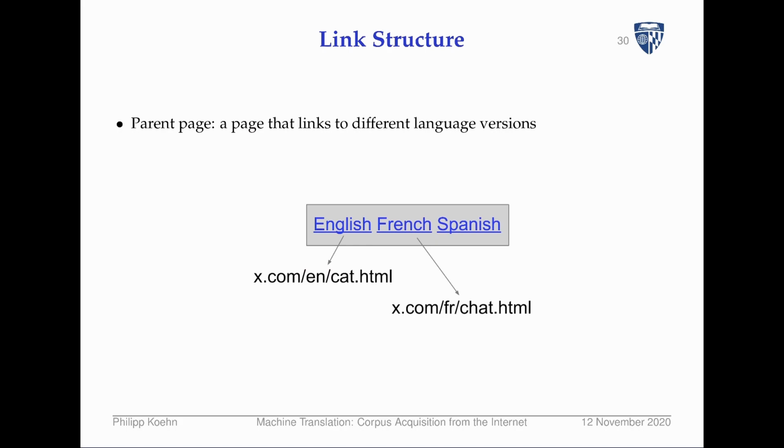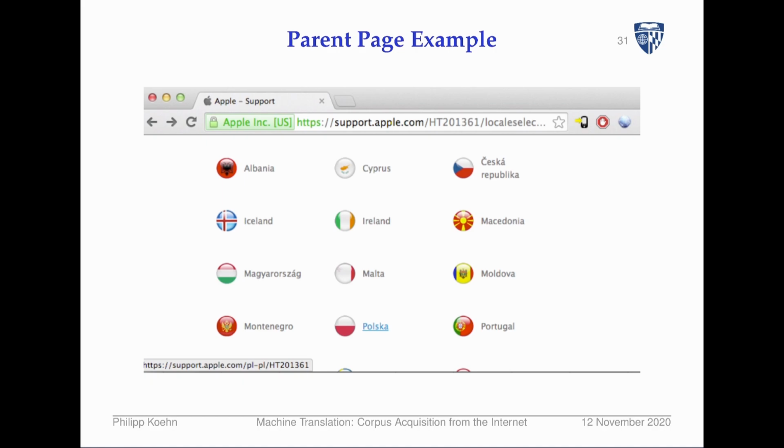One feature that they took into account was link structure. What if there's a page that links to different language versions? So it has a link for English, French, and Spanish that links to the different language versions. If they're basically from one page, links to content in different languages, then maybe that linked content are translations of each other. Here's an example for that. You can go to the Apple support page, and it has all these different links to countries, and mostly different countries have different languages.